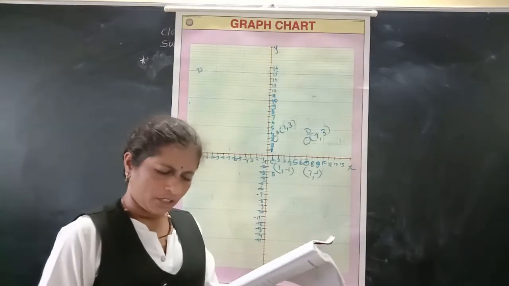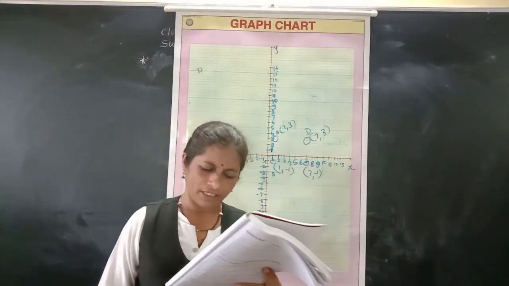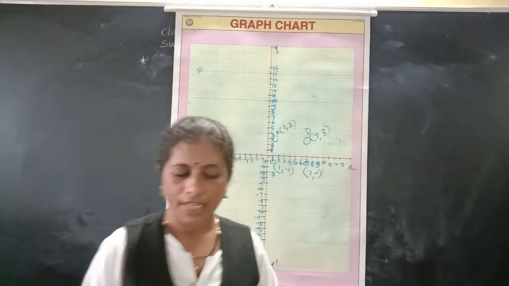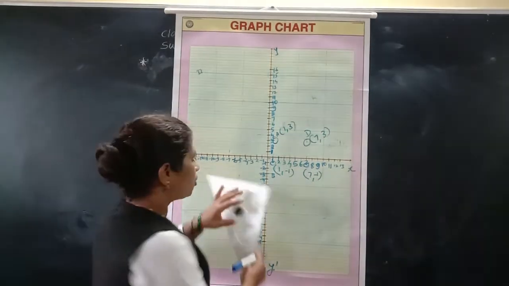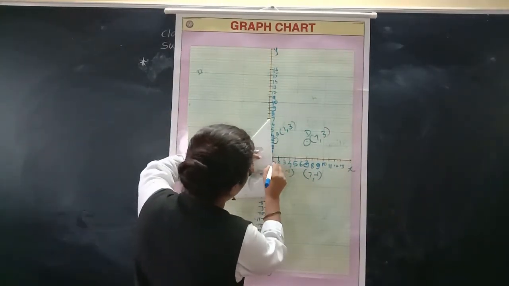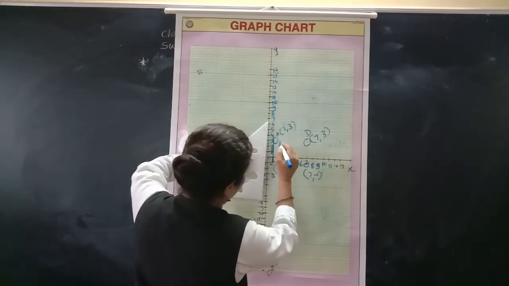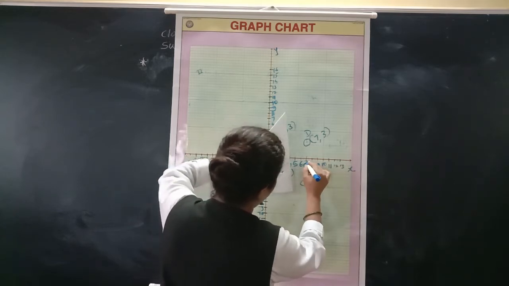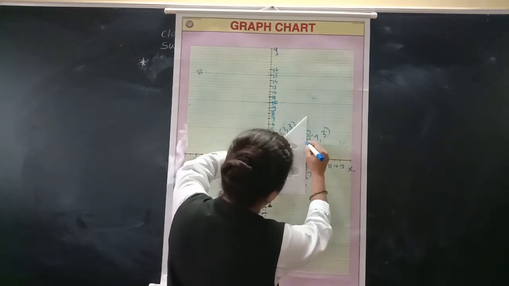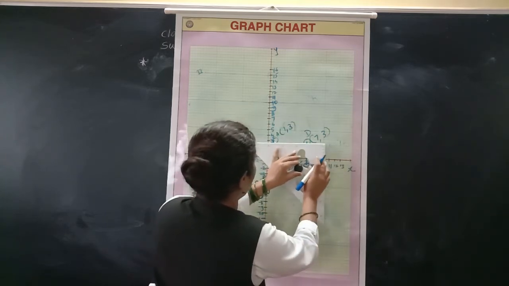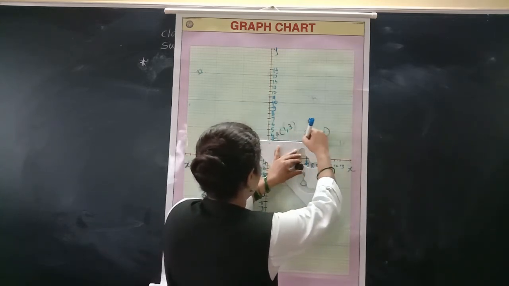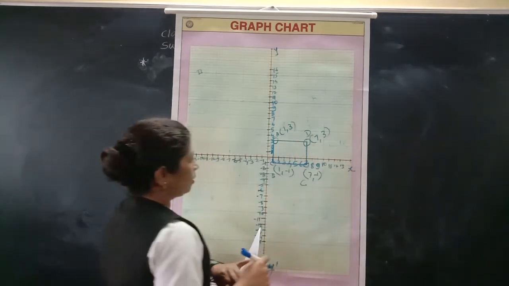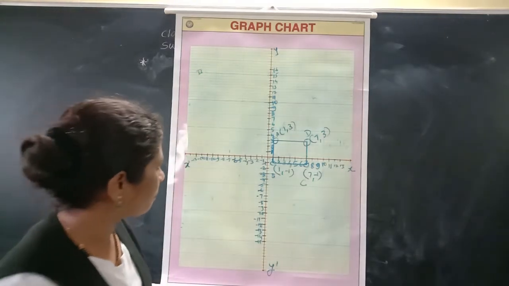Now the question is: join them in order, identify the figure so formed, and write the coordinates of the point of intersection of its diagonals. Okay, now what will you do? We will join these points. See here. AB, this AB, right? Then this point is C, CD. Again we have to join AD, right? Okay. So which figure is formed here?